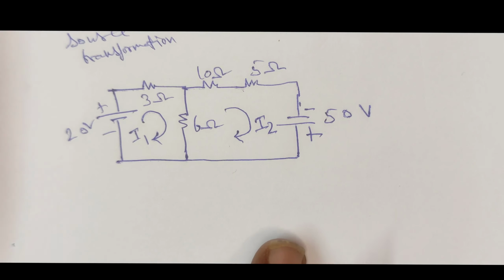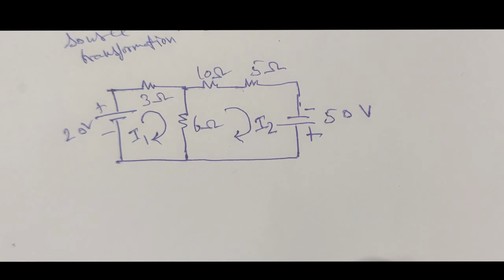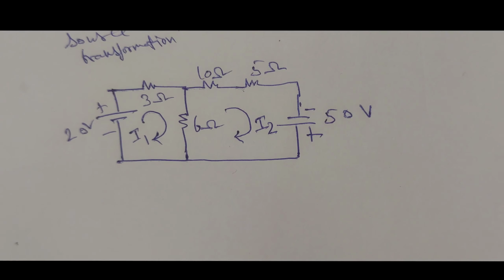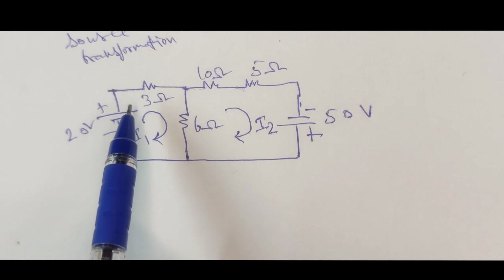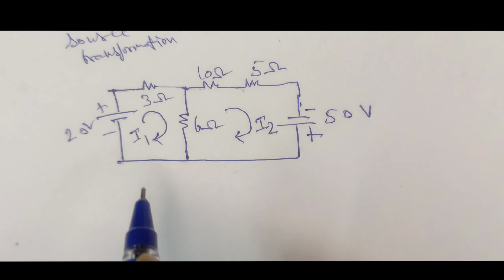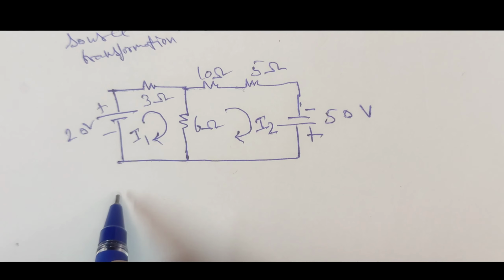My second step, as I informed you, is to apply Kirchhoff's voltage law. According to the voltage law, in a closed circuit, the voltage drop across the individual resistances is equal to the source. Here I have 2 loops, so I need to write 2 voltage equations.